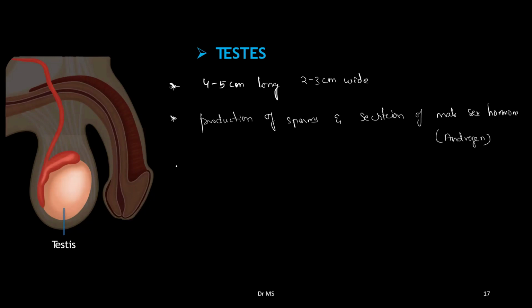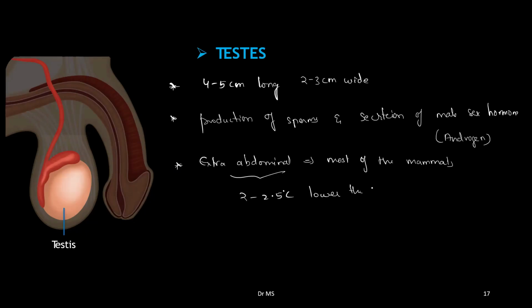And remember, in most mammals, these testes are present outside the abdomen, so you call them extra-abdominal. Why? In order to keep the temperature 2.5 degrees Celsius lower, which is optimal for sperm production.